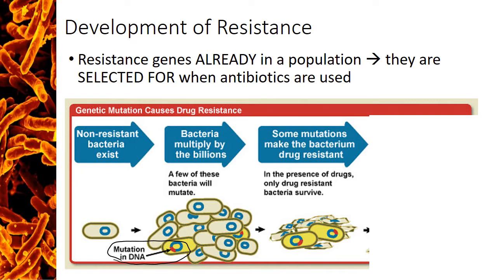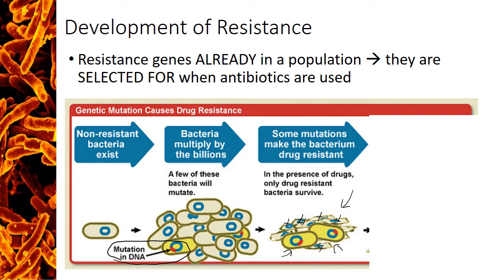And so what happens is when you add antibiotic to the environment, that antibiotic is killing off all the neighbors that didn't have a mutation, and it's going to select for these couple that did have just a random mutation that let them survive.